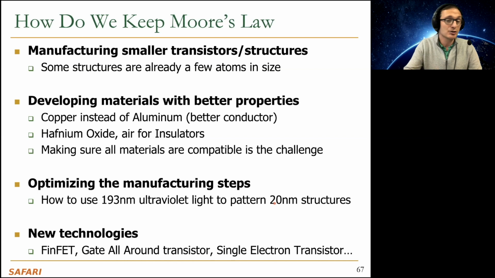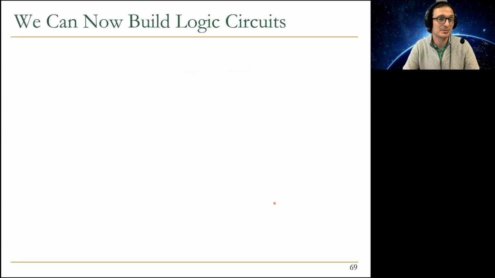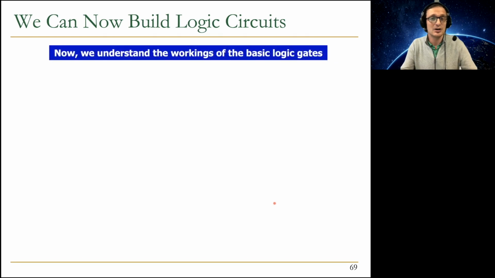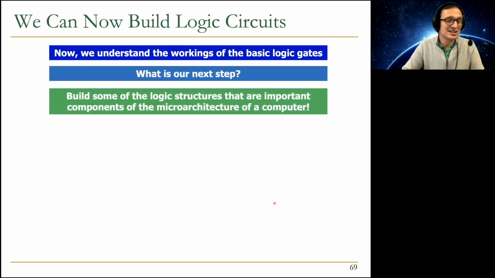And now you know that all of those transistors lead to logic gates. But they also lead to combinational logic circuits. And now for the rest of this lecture and for the next lecture, we're going to cover combinational logic circuits, which is going to be fun. Now we can build logic circuits from the basic logic gates. We understand the workings of the basic logic gates. What is our next step? Our next step is essentially to build some of the logic structures that are important components of the microarchitecture of a computer. And you've already seen some of these, actually.